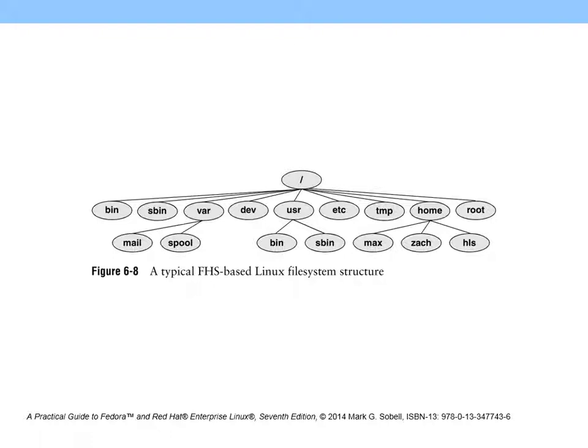You have your root directory, and you're going to have a bin, an sbin, a var, a dev for development, users, etc, temp, home directories, and then my root. This is root's home. Make sense? /root is the root's home directory, not just root. When I say root, I'm referring to the top of this. If I say /root, it's root's home directory. Remember, root's home directory is a step under root.